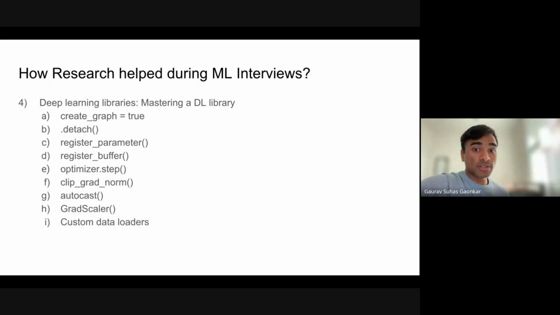Personally, in the interviews, I was asked about register parameter and register buffer, and why are they used and what are their uses. I was also asked about what is loss or detach, and also asked about custom data loaders. Then you can understand why this is so important. So please do understand each of these functions and parameters in the deep learning library.